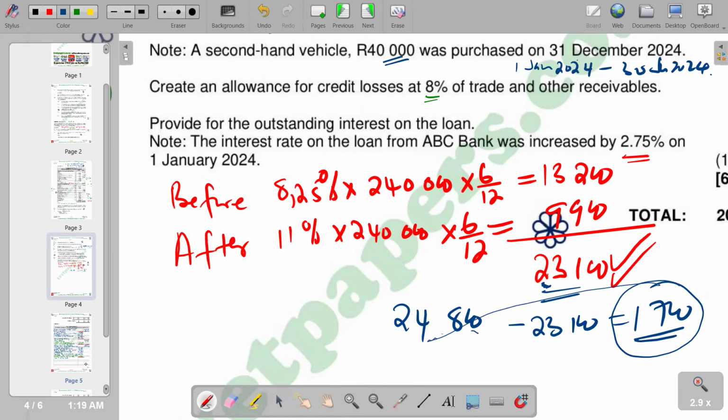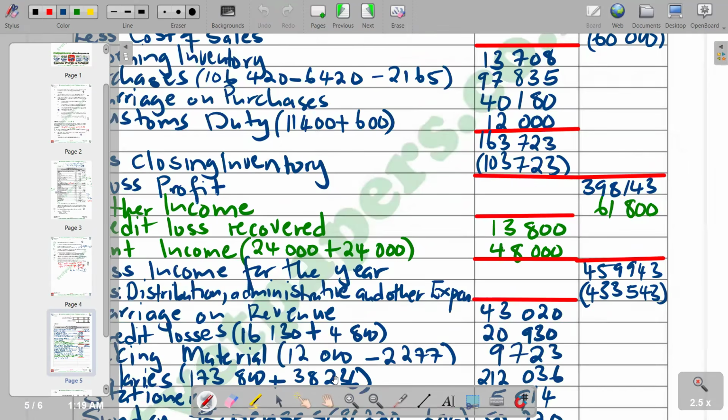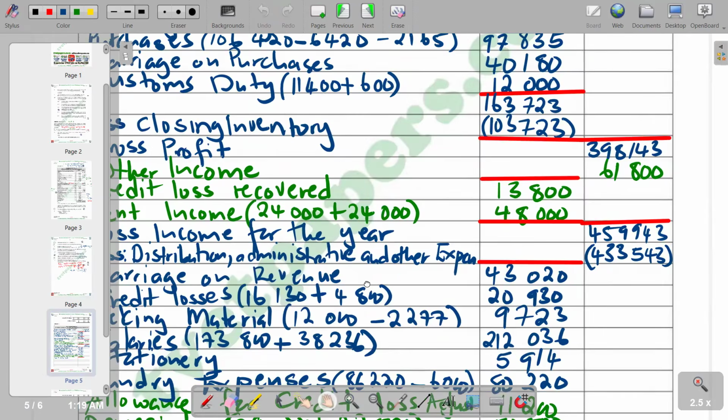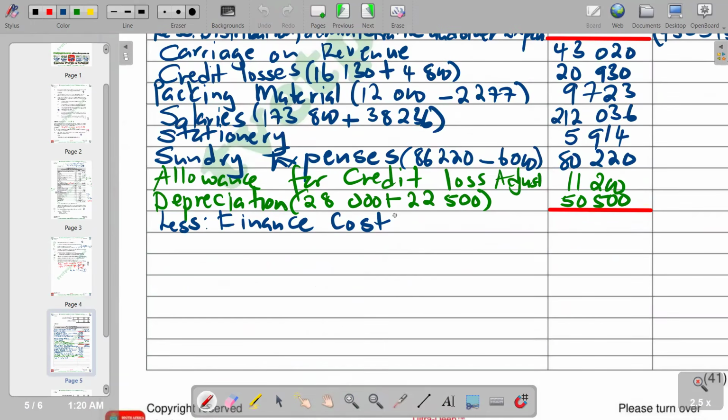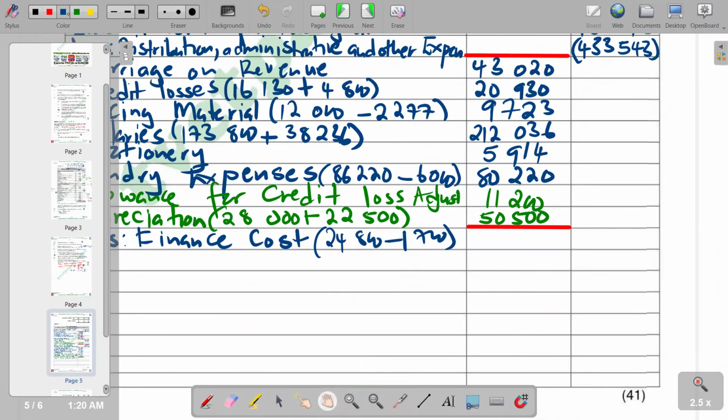In our answer section, we say now 24,800 in brackets minus 1,700. And then we arrive at 23,100. That is what is supposed to be for the period. And we are saying less, so we are subtracting. So we can show by putting our brackets.